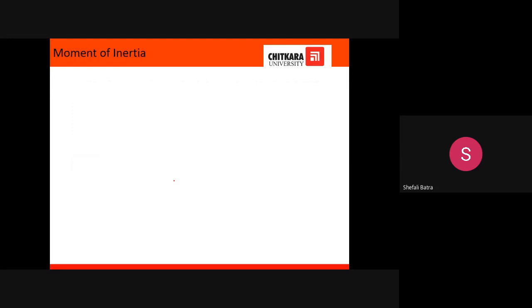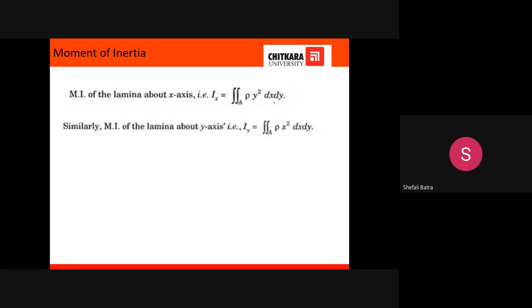Now come to the moment of inertia. Moment of inertia of a lamina about x-axis. So moment of inertia will be represented by Ix, x means about x-axis. Formula would be double integration rho y square dx dy. Similarly, moment of inertia of lamina about y-axis. So what change will come in the formula? Ma'am, x square in place of y square. Simple. Double integration rho x square dx dy.